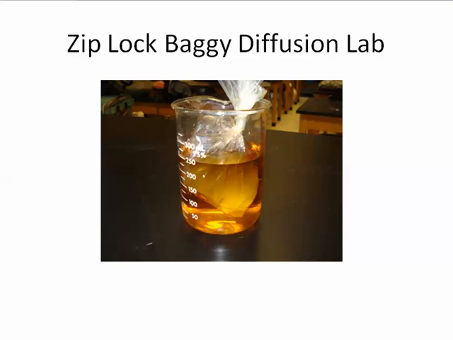The lab that you're going to work on today deals with the cell membrane and its characteristic of being semi-permeable. We're going to use a Ziploc bag to represent a cell membrane, and we're going to look at the molecules of iodine and starch and glucose to see which of those can pass through the membrane.